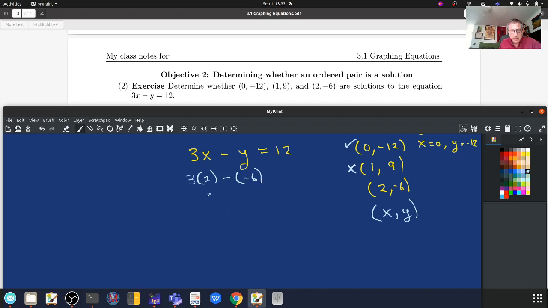So 3 times 2 is 6. Minus a minus 6 is plus 6. And 6 plus 6 is 12. So this one is a solution. So 2 of them were a solution, and the other 2 were not.